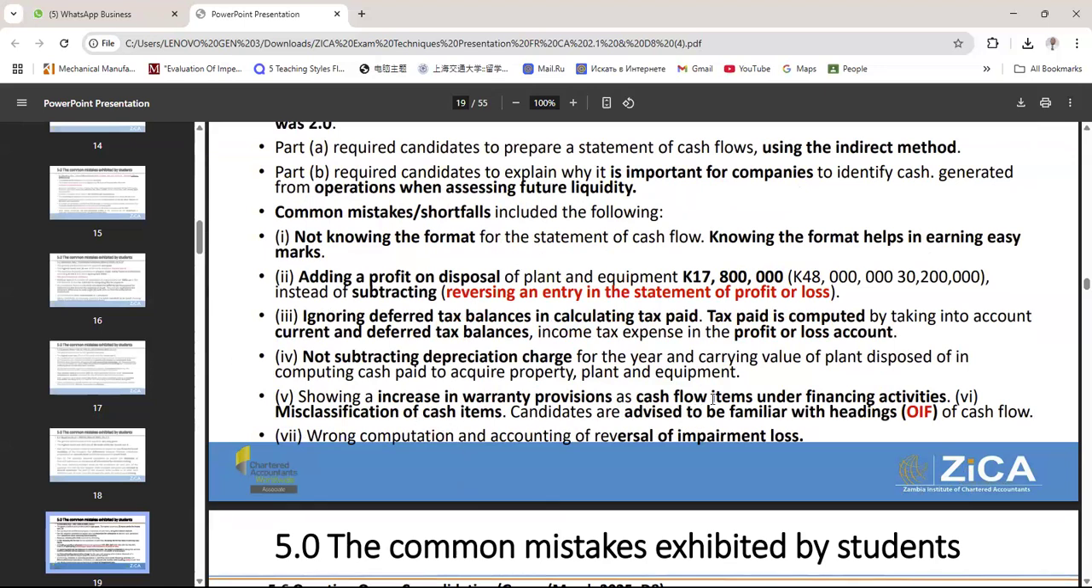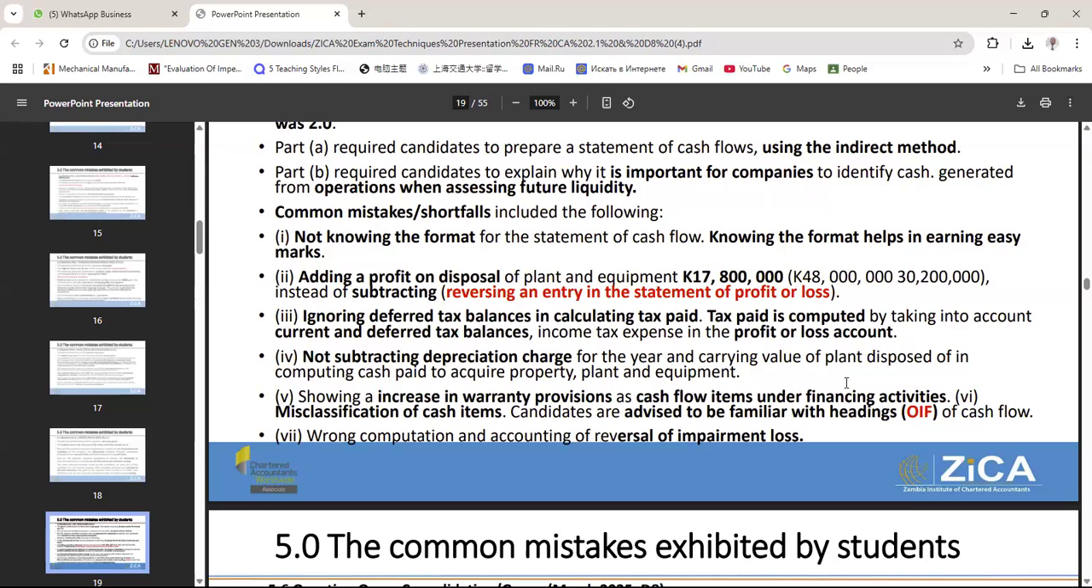Misclassification of items. You are advised to be familiar with the headings. Use this mnemonic, OIF. O is operating: we present cash flows to do with the day-to-day running of the business. I is investing: it involves acquisition or disposal of non-current assets. F is financing: how are we financing the business? That's why we present issue of shares, loan notes, and also leases. So it's very, very important.